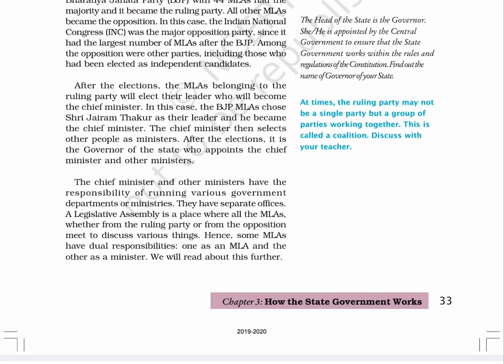The chief minister then selects other people as ministers. After the elections, it is the governor of the state who appoints the chief minister and other ministers. The chief minister and other ministers have the responsibility of running various government departments or ministries. They have separate offices. A legislative assembly is a place where all the MLAs, whether from the ruling party or from the opposition, meet to discuss various things. Hence, some MLAs have dual responsibilities, one as an MLA and the other as a minister. We will hear about this further.